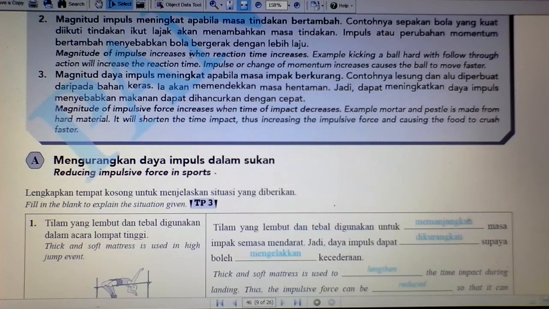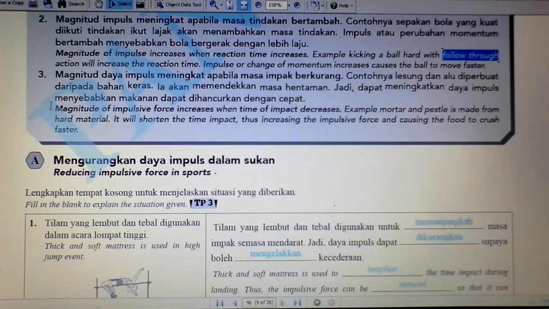Magnitude of impulse increases when reaction time increases. Remember the formula, impulse equals Ft, meaning as t increases, impulse increases. Example, kicking a ball hard with follow-through action will increase the reaction time. Impulse or change of momentum increases, causing the ball to move faster. What is follow-through action? I hope you can go and search on the internet for more information. What is the meaning of follow-through action?